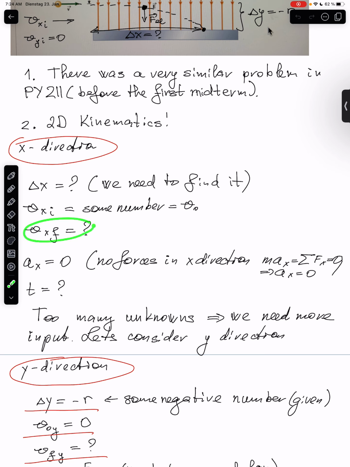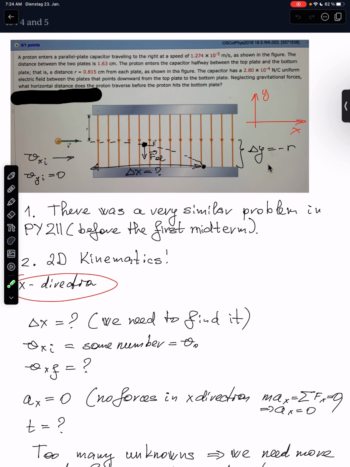The final velocity of the ball in the x direction is actually unknown, and we are not necessarily interested in finding it. The acceleration in the x direction is actually known. There is no acceleration in the x direction as there are no forces acting in the x direction. The only force over here is the electric force, as we said, to neglect the gravity. But even the gravity would be only in the y direction, right? So here we have only the force in the y direction.